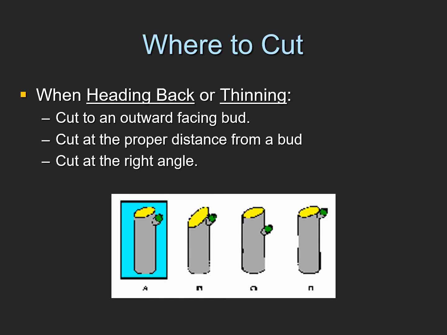So where to cut when heading back or thinning, you want to always cut to an outward facing bud, and you can find the bud on the branch there. You want to cut at the proper distance from the bud, which is not too close, not too far, and then you want to cut at the right angle. You can see there in that highlighted A, you're close to the bud but not cutting too far down below the bud, like on the B, or leaving too much like on C, or getting even too close and wrongly angled on D. But A there is pretty much a 45-degree cut.